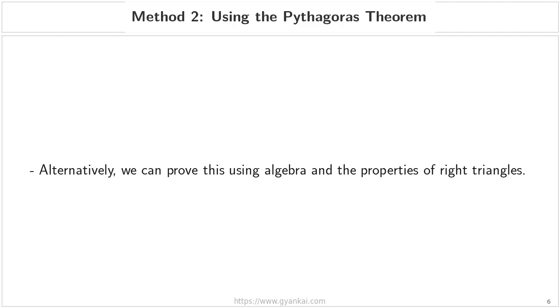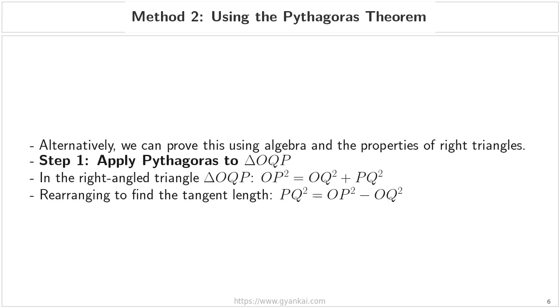Now, while the congruence method we just discussed is a very elegant geometric way to see the symmetry, I want to show you a second way to arrive at the same conclusion. This second method is more algebraic and relies on the properties of right-angled triangles that you are already familiar with, specifically the Pythagoras Theorem. Let's start with step 1.